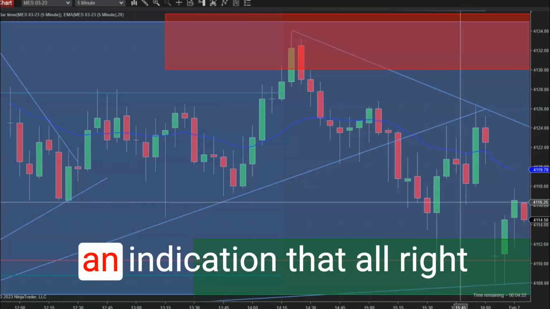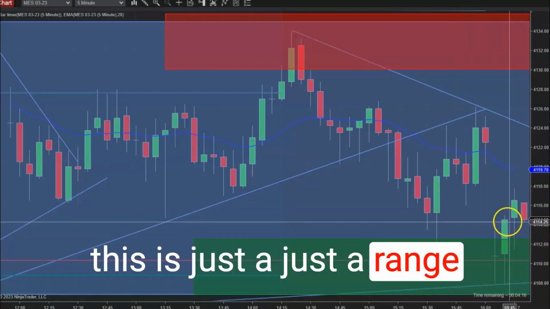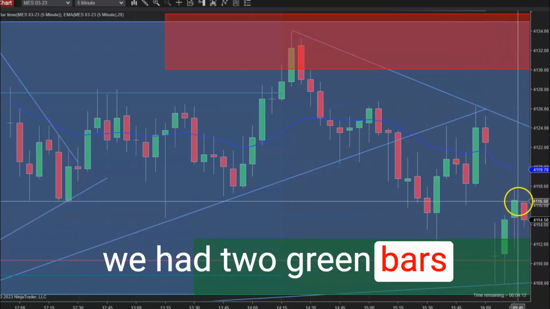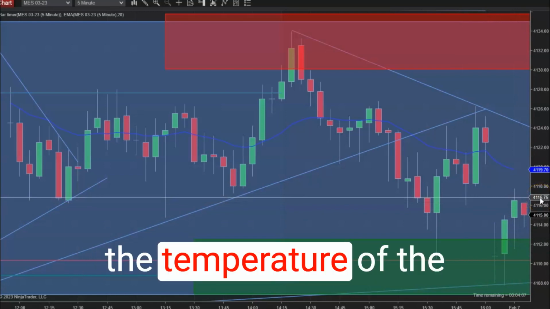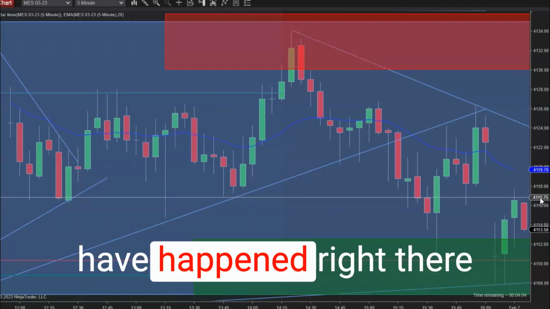So that to me is giving me an indication that, all right, this is more confirmation. This is just a range open, right? Because now we had two green bars, and look what they did right after that. So now I'm taking the temperature of the market. If this was a really strong market, that wouldn't have happened right there.